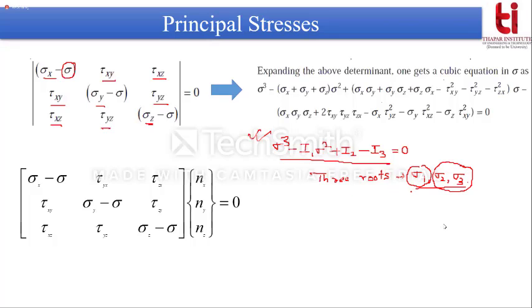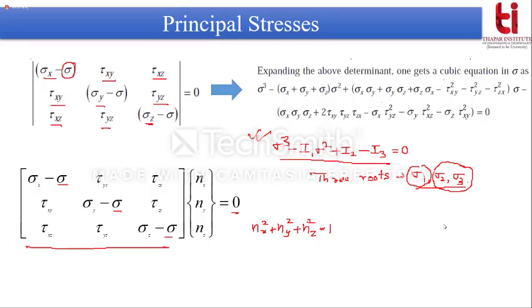But how to get the principal planes? To get the principal planes, we plug in the value of sigma into this characteristic equation which we obtained, and get the principal planes by solving these equations. Since these are homogeneous equations, you will not get a non-trivial solution. So what we will do is make use of another identity: nx square plus ny square plus nz square is equal to 1.